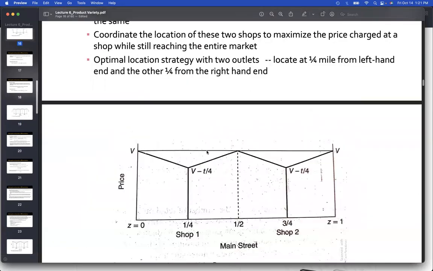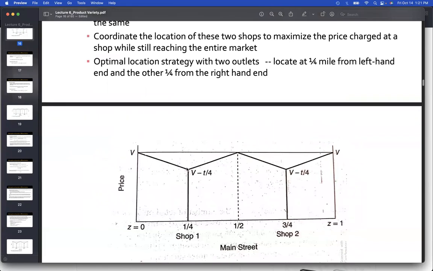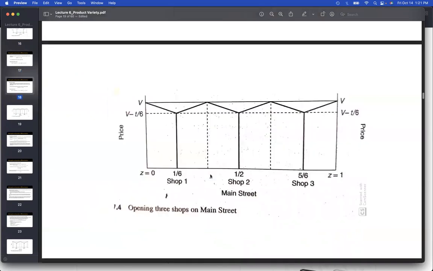Let's look at this one. Here, you have to lower the price, but now you get to serve everyone. So if you can imagine it, a higher price here, going up like that, means you serve fewer people, right?